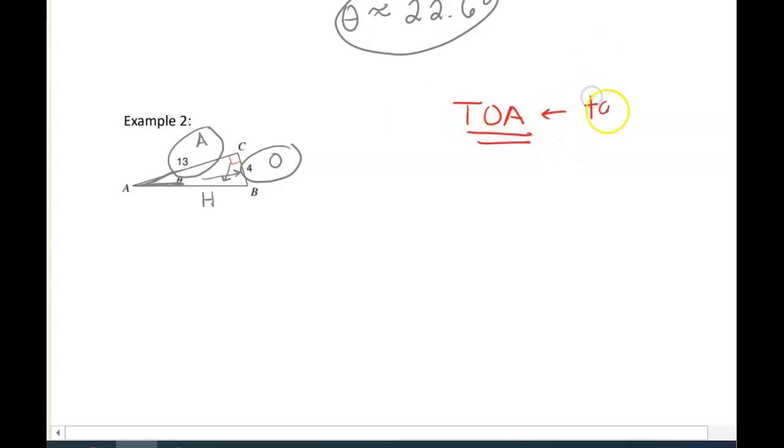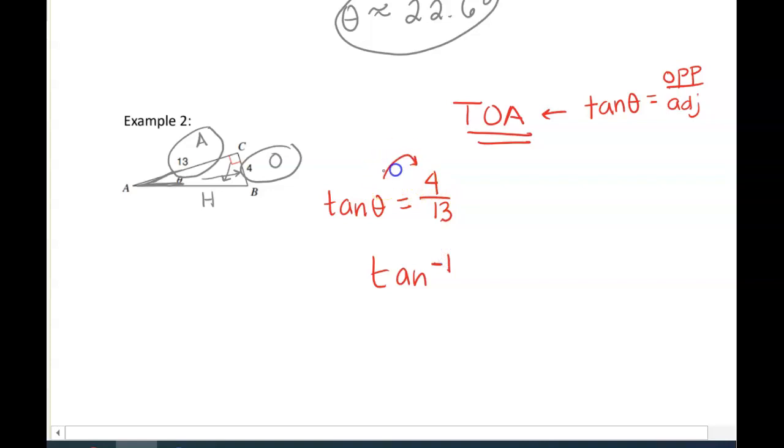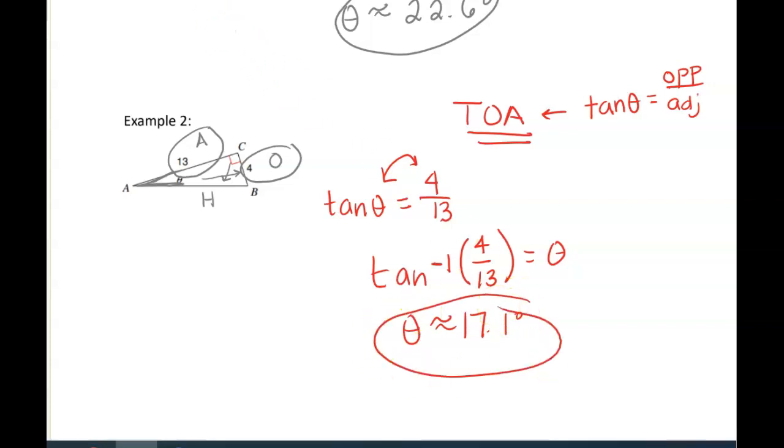So we know that the tangent of theta is going to equal the opposite side over the adjacent side. So I can say tangent of theta equals, well, opposite is 4, adjacent is 13, and then once again, I'm looking for an angle measure, so I'm going to use inverse, and when I use inverse, these two things flop places. So tangent inverse of 4 over 13 equals theta. When I put that into my calculator, I get that theta is roughly 17.1 degrees.